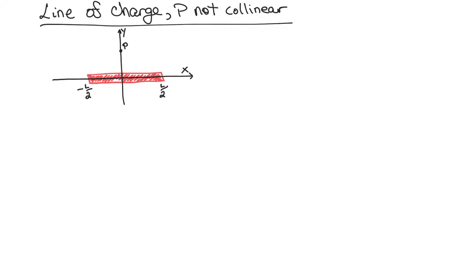Okay, let's look at this one. This is a line of charge where the point P that we're looking at, when we want to know the electric field, is not collinear. In this case, it's on a perpendicular bisector, but at the end I'll also mention what happens if it's not the bisector, but still a perpendicular line to it. I'm sure there's a fancy word for that.